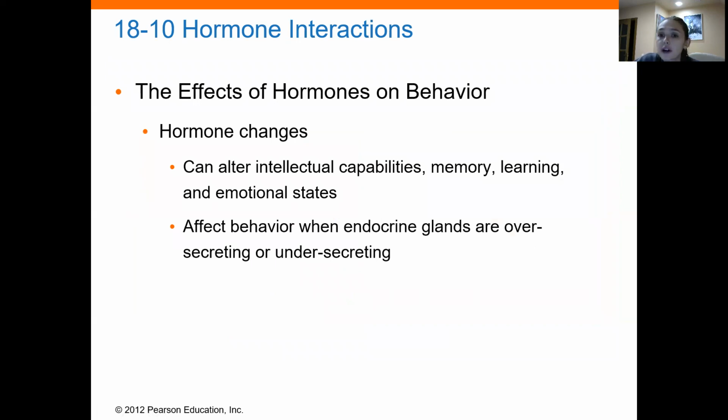How hormones affect behavior. Hormones could change intellectual capabilities, memory, learning processes, and emotional states. They affect behavior when endocrine glands are oversecreting or undersecreting.